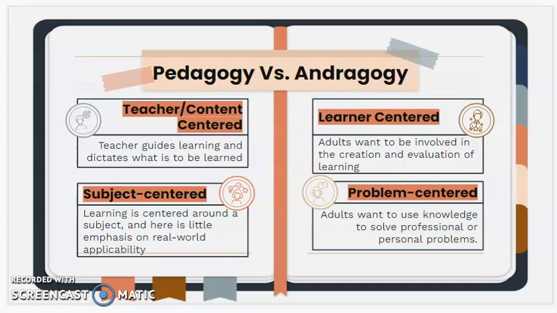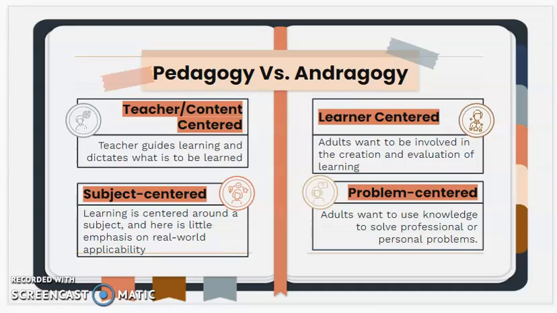Because of this, children need extrinsic motivators such as prizes, rewards, including grades, to maintain motivation in the classroom. The content in pedagogy is subject-centered in that there is little reference to how the learning will be applied to the real world and little emphasis on how the learning can be focused to solve problems later in life.